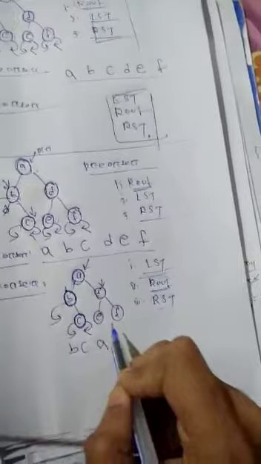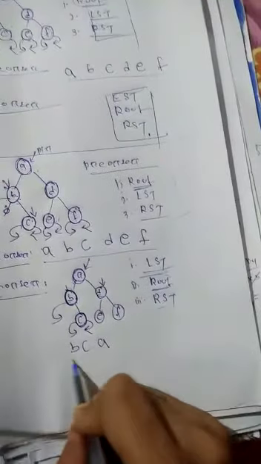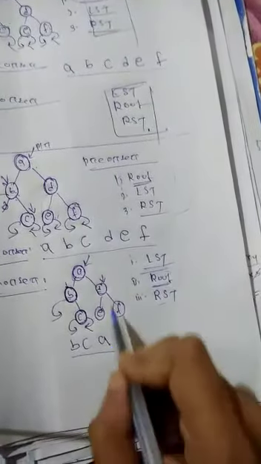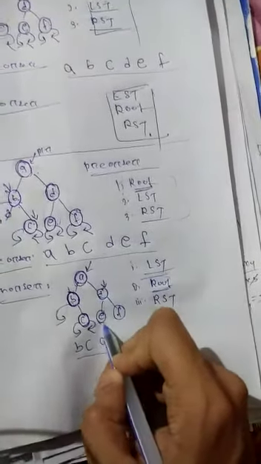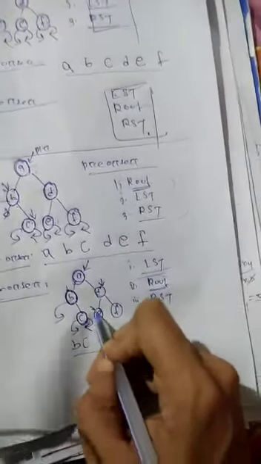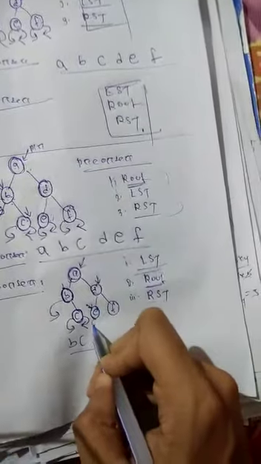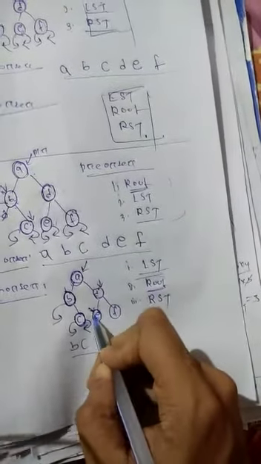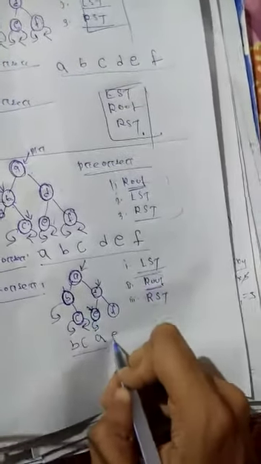Then for the D, B, C, A. Okay, now up to this we have found B, C, A. Then for D, first you have to visit the left subtree. You have to go to the left subtree, E. Then for E, you have to visit the left subtree again, no left subtree. Then the second step is print the data. Then the third step, no right subtree.